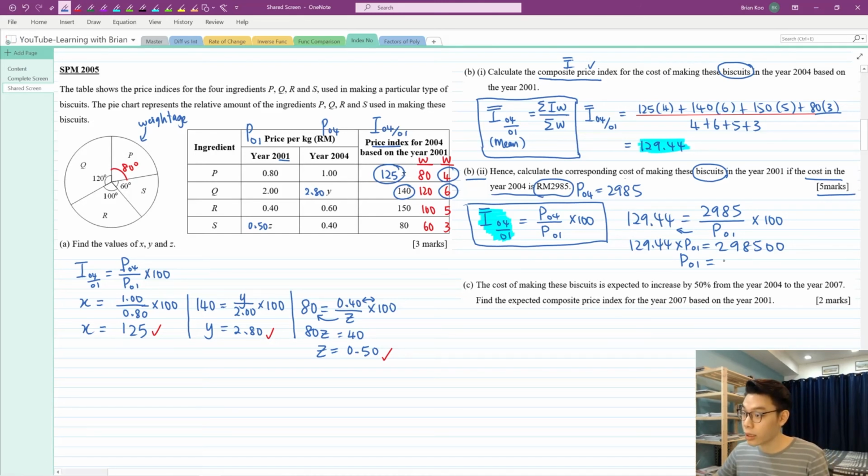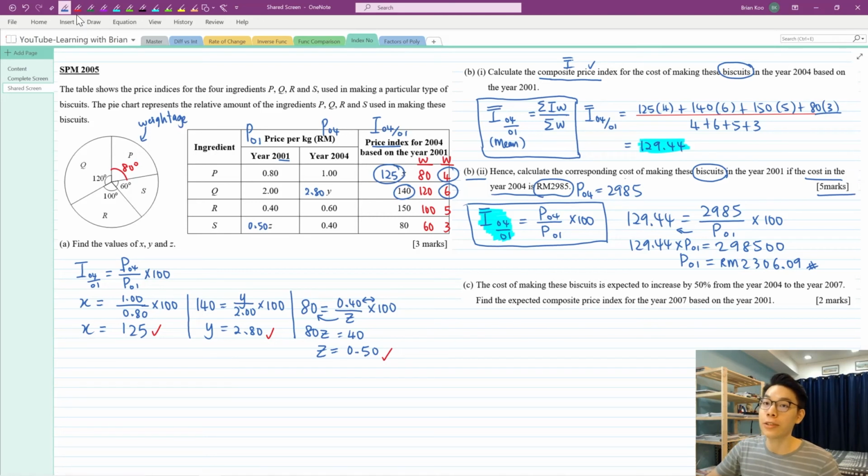Okay, I get RM, you can write the RM also, it's fine, 2306.09. Okay, or 2306 actually is good enough. Alright, so this is the price of making biscuits in year 2001.